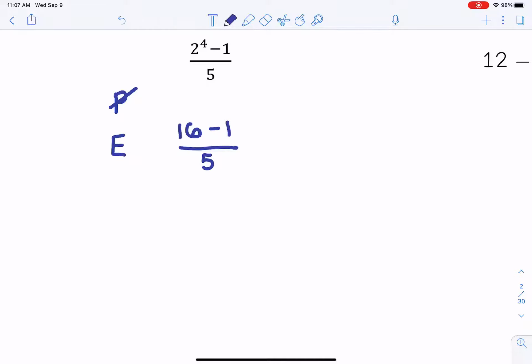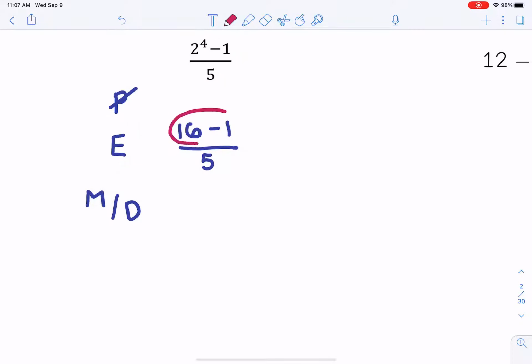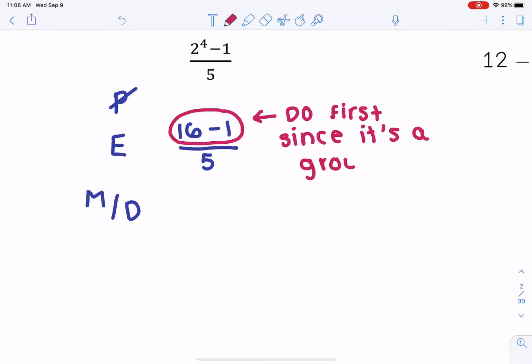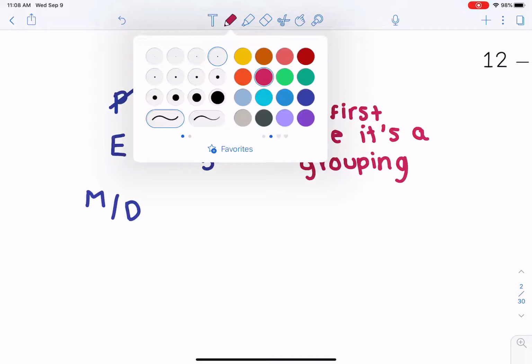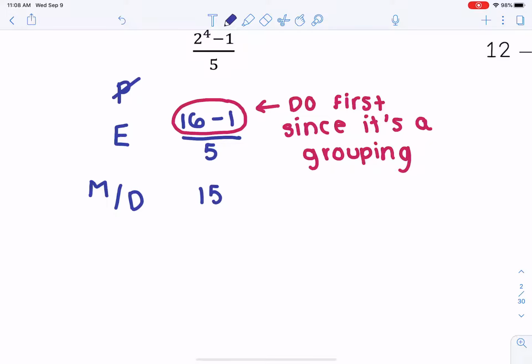Now here's a tricky thing. Next up, I do have multiplication or division, but this up here in the numerator, since it's in the numerator, it's kind of grouped up here. So we're going to do this first, since it's a grouping. It's kind of like a parentheses in a way. It's grouping it all together. So 16 minus 1 is 15 divided by 5. And now I can do division, which is next, so that is equal to 3.